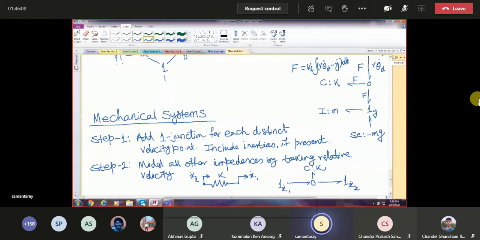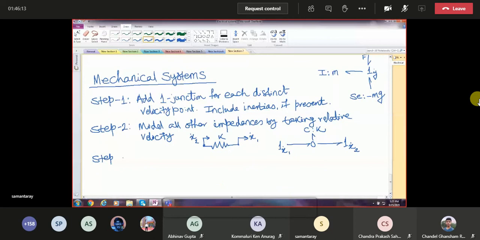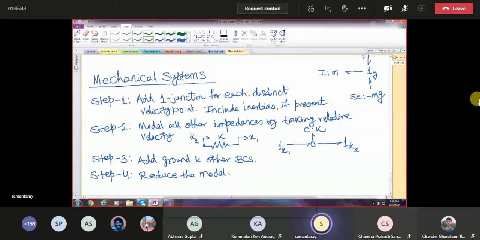Then in step 3, ground and other boundary conditions. Whatever boundary conditions you have, you put them there. They both reduce. That's it. Okay, very simple steps, exactly the same thing as the electrical domain.